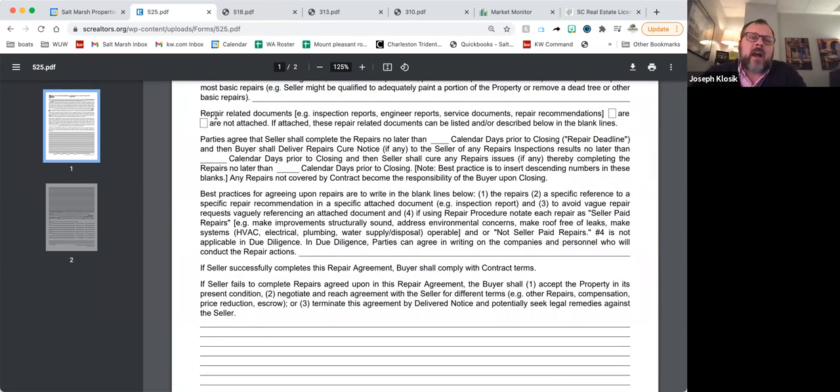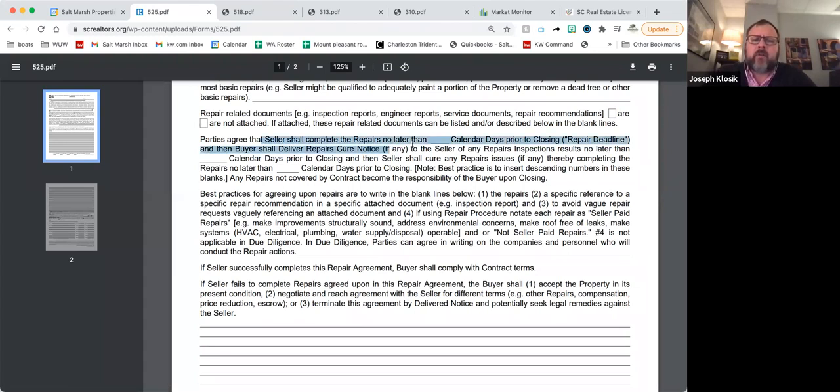Then you're going to have related documents attached. They either are or are not. When you're submitting a repair request, it is my recommendation that you always attach the inspection report to it. That gives you clarification. Most contractors, if they're getting quotes and you send them the inspection report, it will allow them to reference that and be able to adequately answer the question.